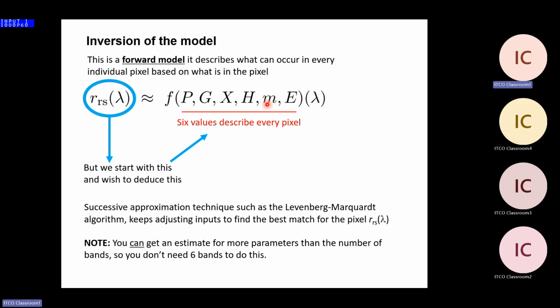M is the mixing parameter, so it's already constrained to be between 0 and 1, and E is just an integer number from 1 to 15, like I said, to select which bottom pair. So it's a constrained system. That does mean it's actually more solvable than you might think, even though you've got 6 unknowns and you might only have 4 bands.